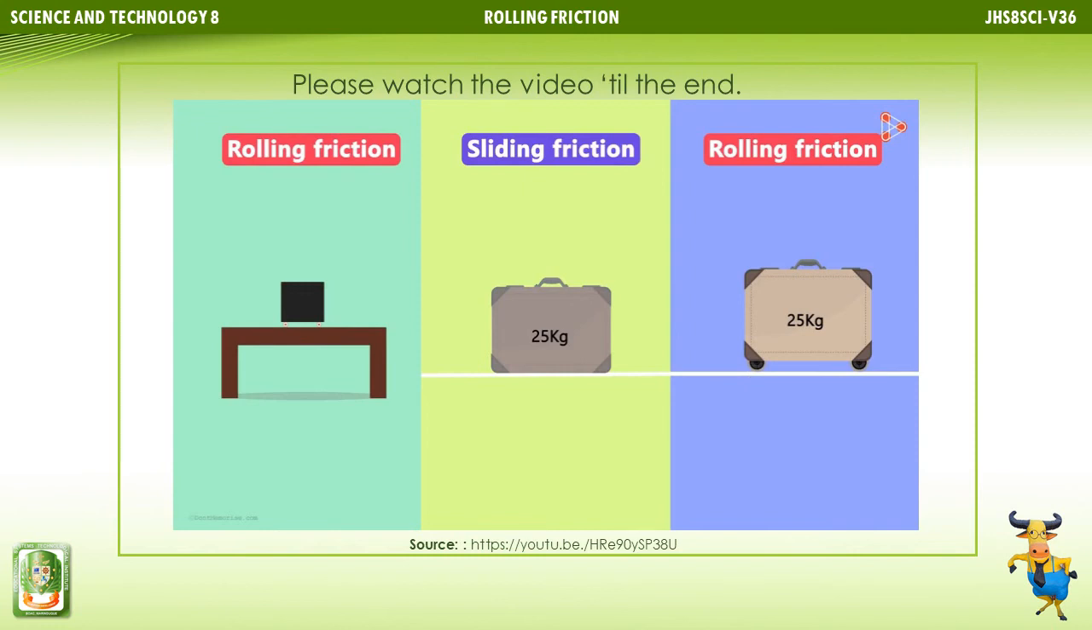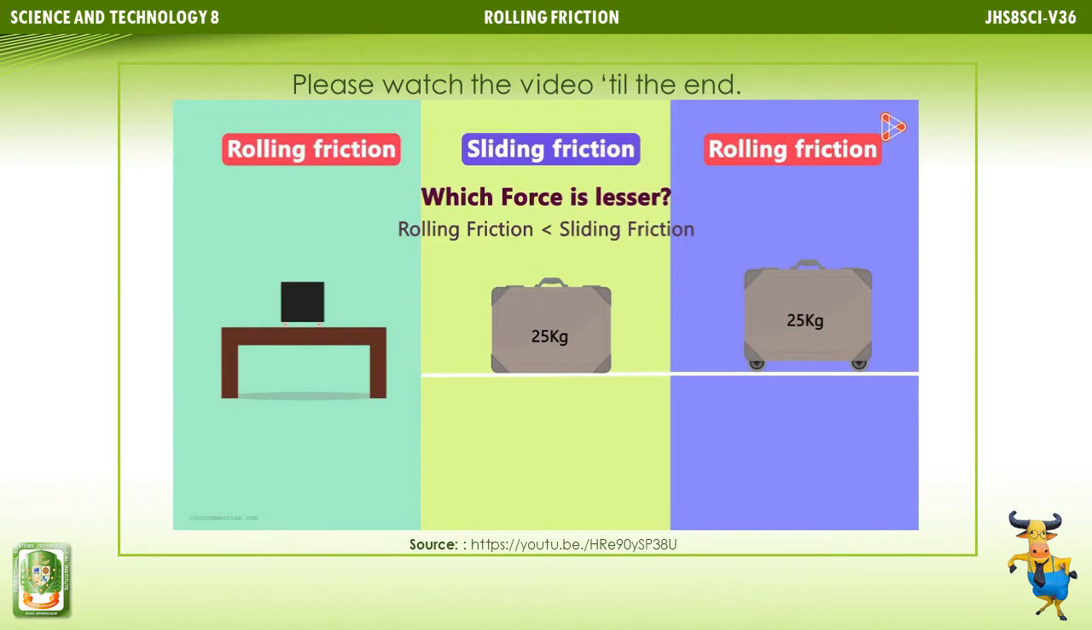Now can you tell me by pure intuition about which force will be lesser? Sliding friction or rolling friction? Yes, rolling friction is usually lesser than the one associated with sliding friction. And that's why attaching wheels at the bottom makes it easier to move the object around. And similarly, moving the box on top of the cylindrical pencils is also easier.